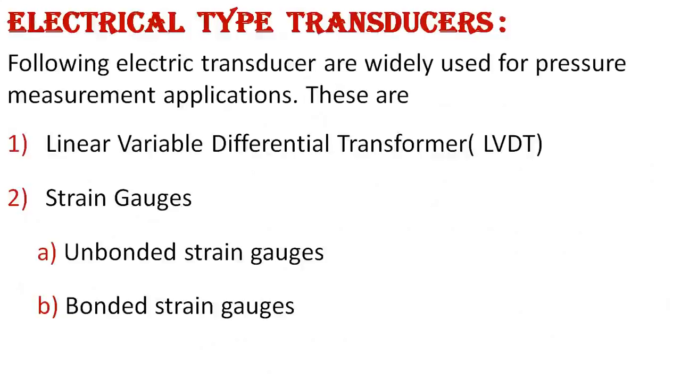Now, the various types of pressure transducer. The next type is the electrical type pressure transducer. Most electric pressure transducers are used for pressure measurement applications. We have to know the very popular types of transducer. First one is the LVDT, linear variable differential transformer. Second one is the strain gauges. It has two types, bonded strain gauge and unbonded strain gauge. So these are the electrical pressure transducers.